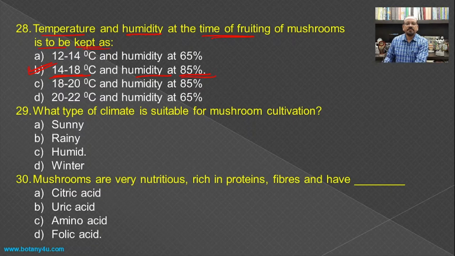Then what type of climate is suitable for mushroom cultivation? Very commonly for the growth and development of the mushroom, there is need of the humid climate, because it is preferring the maximum humidity in the environment, and hence it is the best climate for cultivation of the mushrooms. Then mushrooms are very nutritious, rich in proteins, fibers, and in addition to the carbohydrate, proteins, fibers, it contains the folic acid, and hence B will be the correct answer for this question.